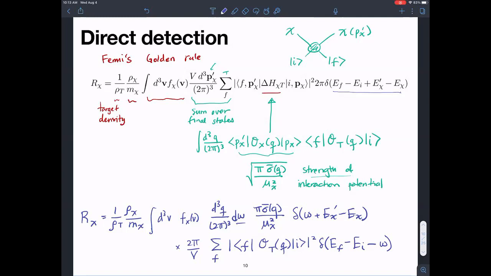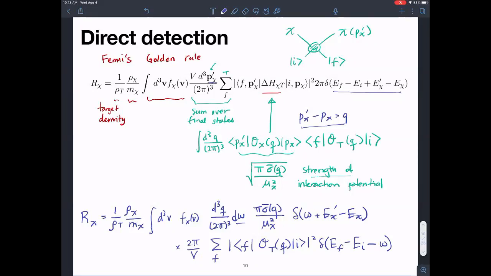I am a bit concerned about momentum conservation here. Where is it coming from? So the only momentum conservation we have so far is in the dark matter part. When this matrix element is evaluated, it's going to force p chi prime minus p chi to equal q. I glossed over that a bit, but when you calculate that with plane waves, it'll force this relationship. And so I've actually replaced the dark matter final state with the momentum transfer q.